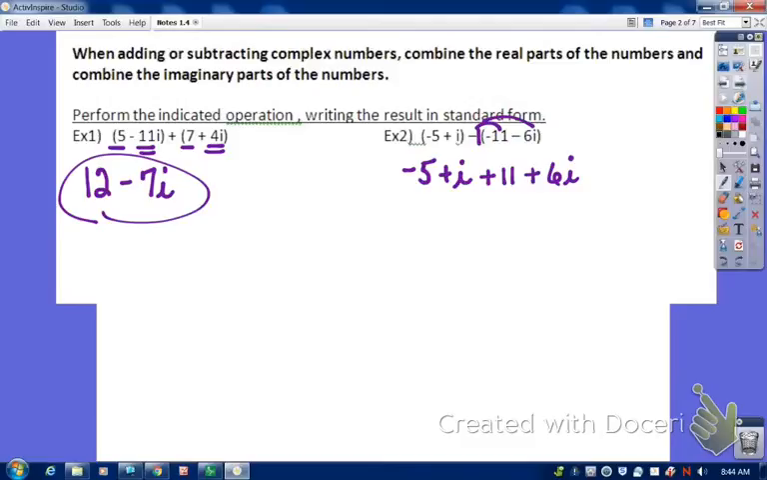Your real parts are going to combine to be 6, and your imaginary parts are going to combine to be +7i. All right, that's an example of adding, and that's an example of subtracting. So in adding and subtracting, you're never going to get an i squared. i squareds are going to come from doing an i times an i. So in adding and subtracting, all you're really doing is combining like terms. Okay? Which you've really already done.